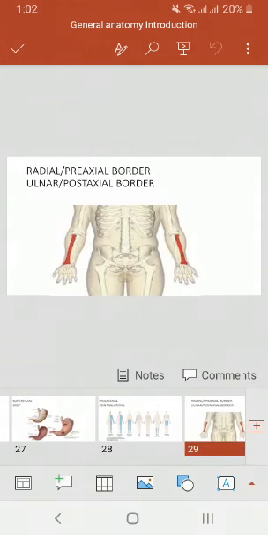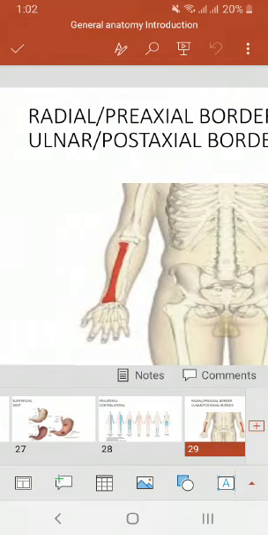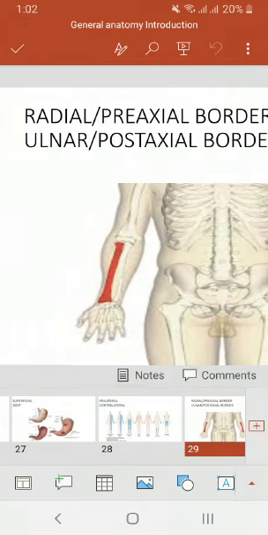Okay, this is the radial border or the pre-axial border. Here the radius bone is shown in red. So this is the outer border of the upper limb, the radial border of the upper limb. This is the pre-axial border, and the ulnar border of the upper limb is the post-axial border. Okay, in the case of the upper limb, we have two borders. The radial border is the pre-axial border, and the ulnar border is the post-axial border.